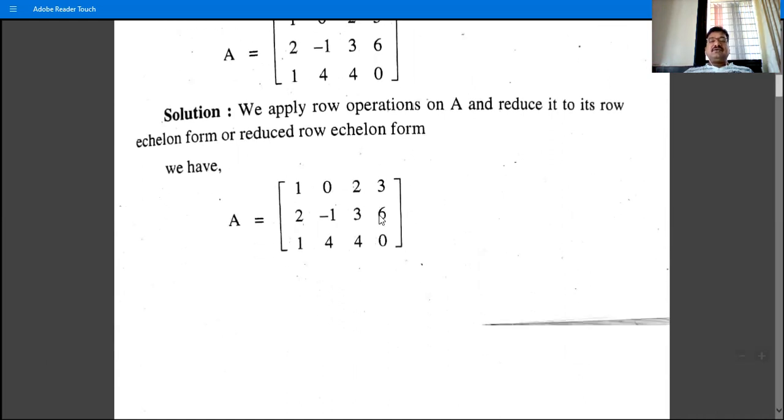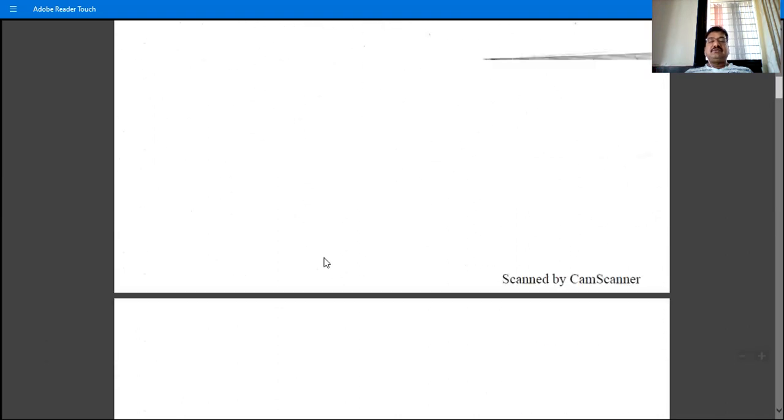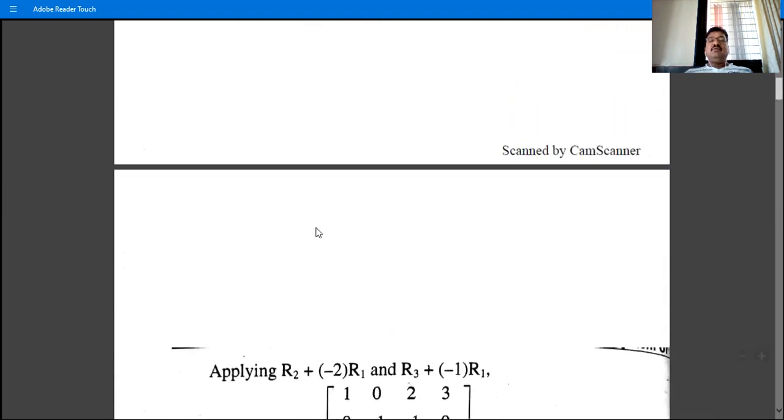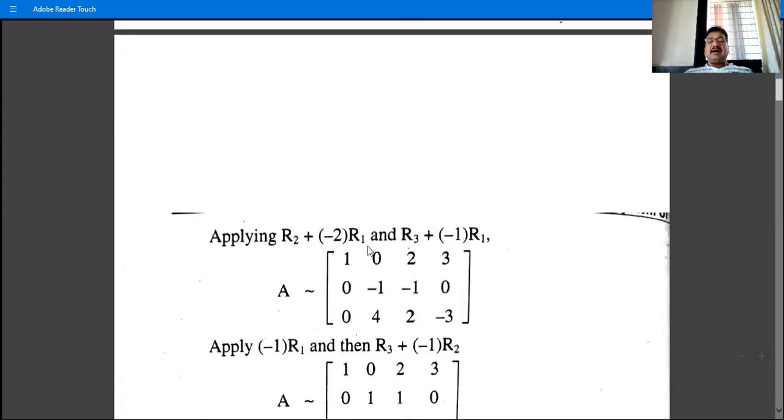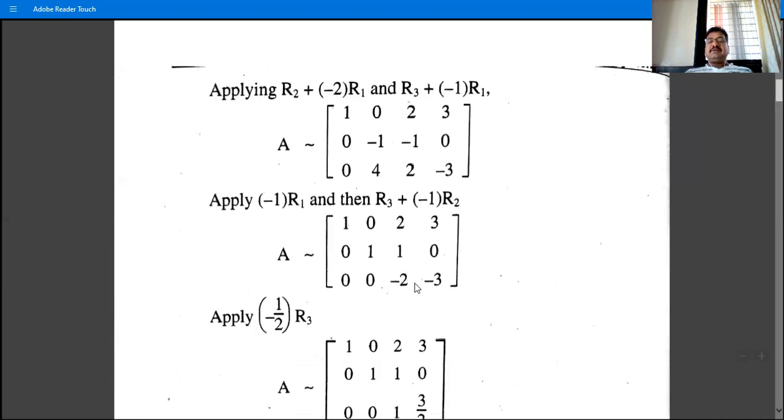So first consider this matrix A, then reduce this element to 1. It is already 1, so we have to reduce the two elements below it to 0. What is the operation? R2 minus 2R1 and R3 minus R1, which we can write as R2 plus minus 2R1 and R3 plus minus 1 into R1. So we have this matrix after this transformation. Then we have to reduce this minus 1 to 1, so the operation is minus 1 R1.